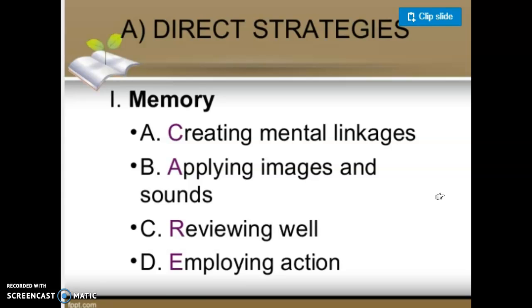Now let's see here. Memory is a direct strategy. It is creating mental linkage. You can see the memory is for CARE. A, creating mental linkage, B, applying images and sounds, C, reviewing well, and D, employing action.